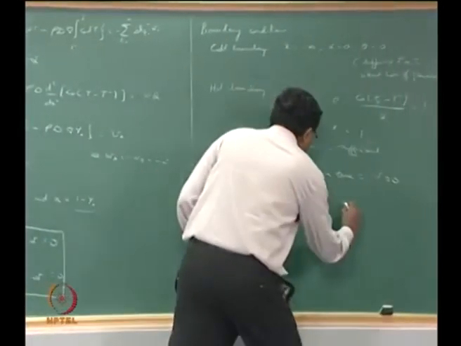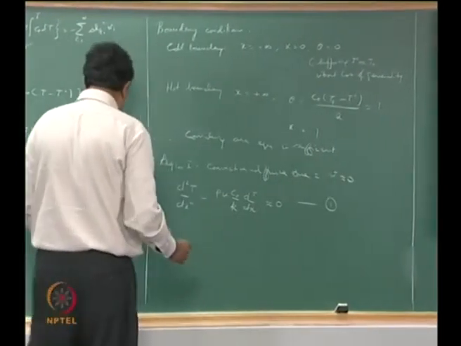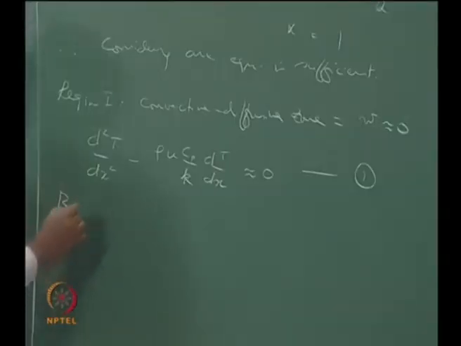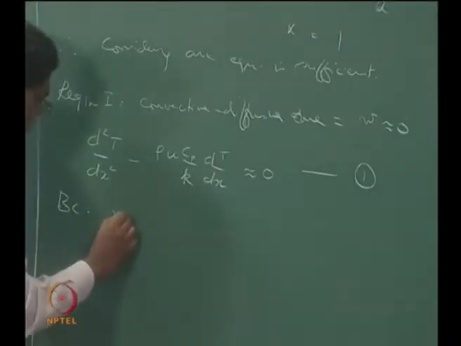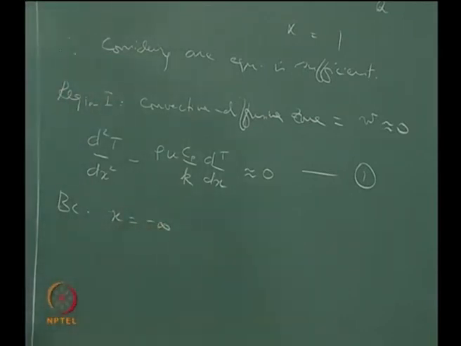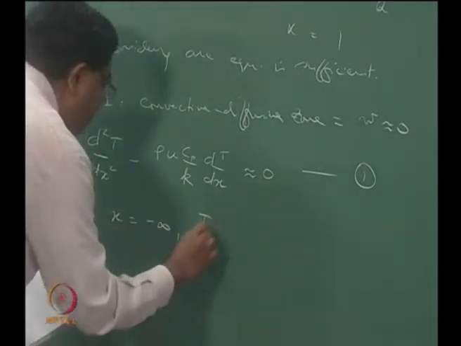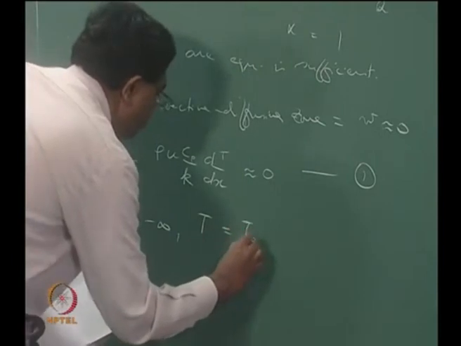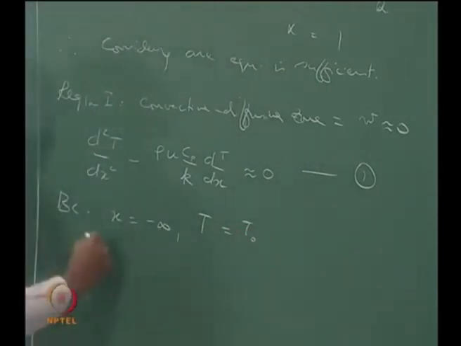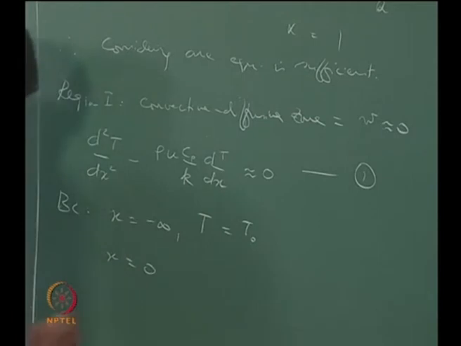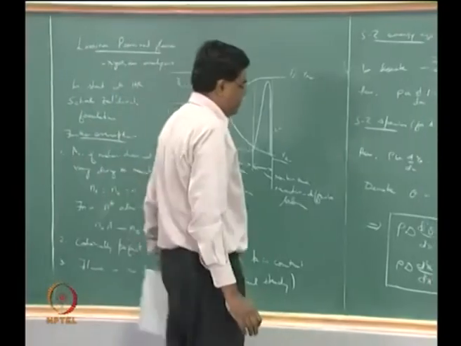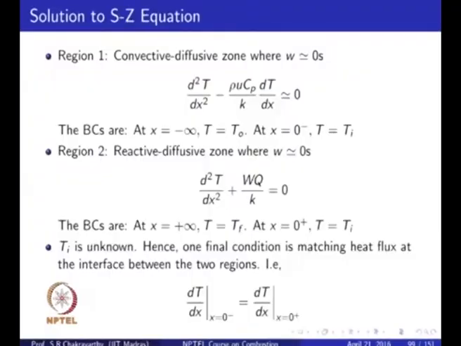Let's call this equation 1, and for the boundary conditions, as we talked about, we want to retain the cold boundary condition, which is T equals T naught at x equals 0 minus. So we are now locating our x equal to 0 at the edge of the preheat zone and reaction zone match, and we call this x equal to 0 minus, T equals Ti.